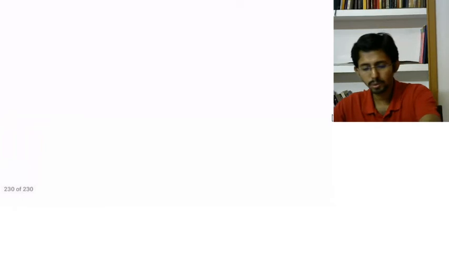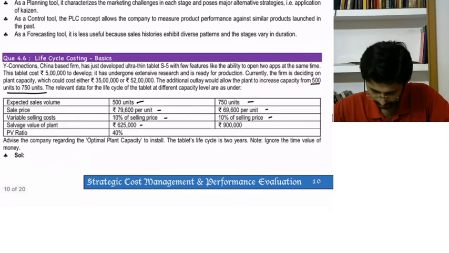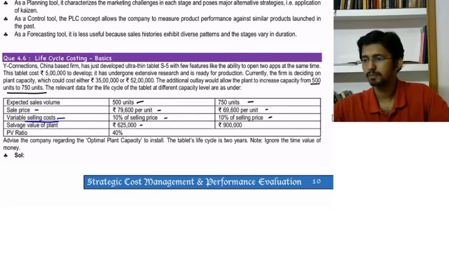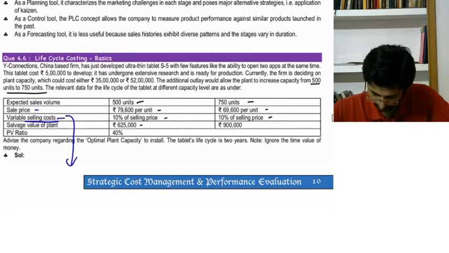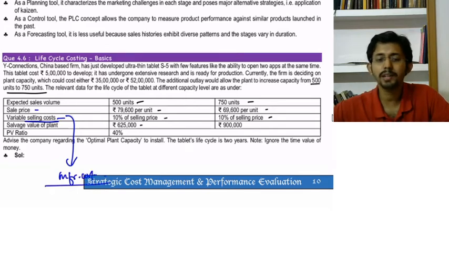Yes. Now how to do that? You need to do the computations. Okay, so first what you have to do is find out the variable manufacturing cost. Am I right? Because there is some information given here. What is the information? They have given the selling price, then the variable selling cost. Mind you, this is variable selling cost. They have not given you the manufacturing cost.